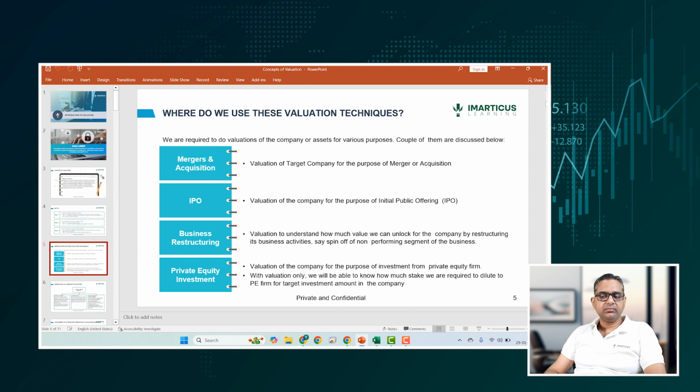For example, recently, Ultratech Cement acquired a 33% stake in India Cements. Walmart acquired a stake in Flipkart. So when they are acquiring a stake, what is the price they should pay for a particular stake? Let's say a 20% stake or 30% stake. For that much stake, how much should be the price? What is the estimate of price that should be paid for that acquisition?